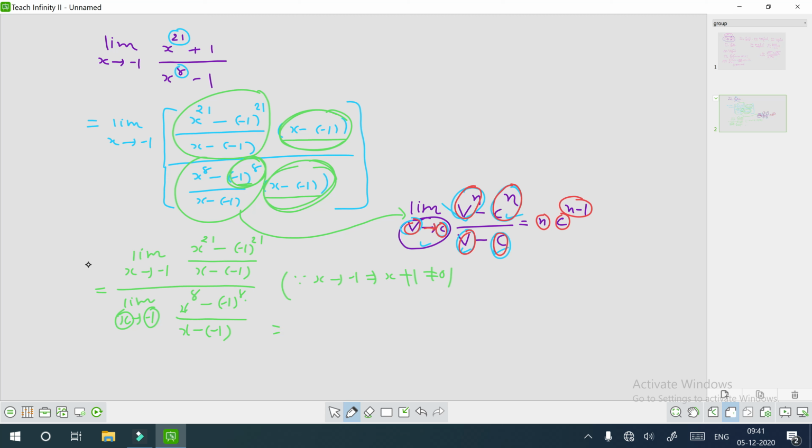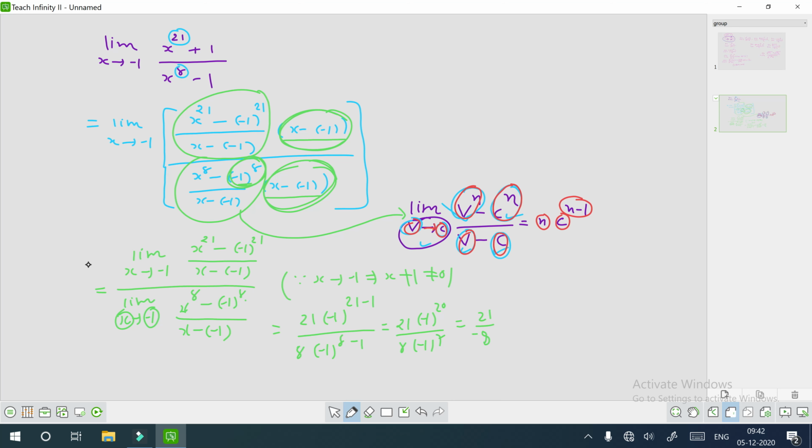What is the answer? 21 times minus 1 raised to 21 minus 1, over 8 times minus 1 raised to 8 minus 1. 21 times minus 1 raised to 20, even power, upon 8 into minus 1 raised to 7. Here we get 21, here we get minus 8. Clear? So this is the answer.